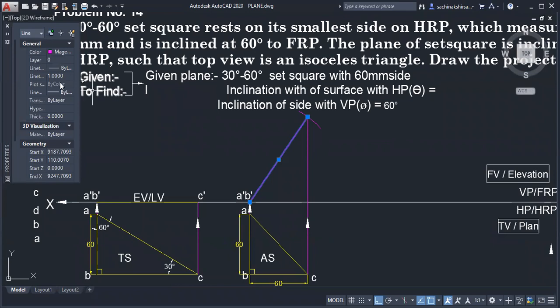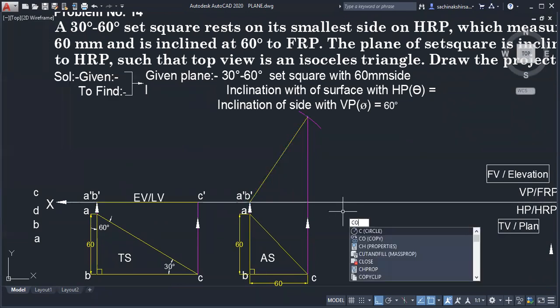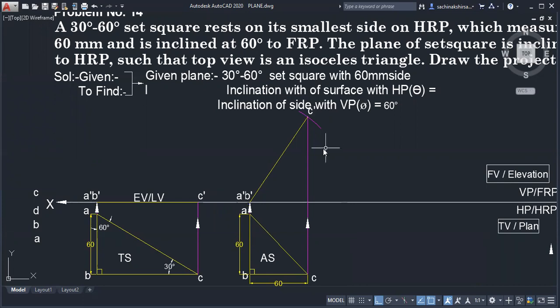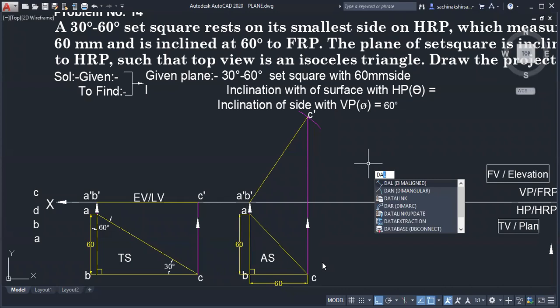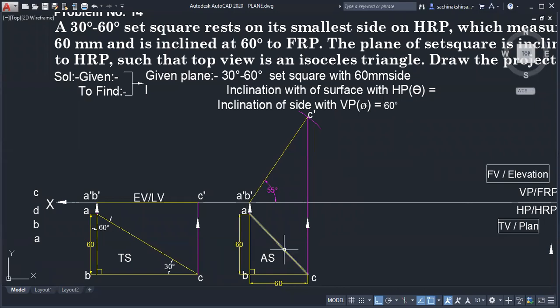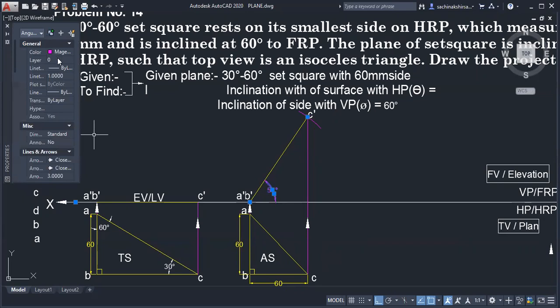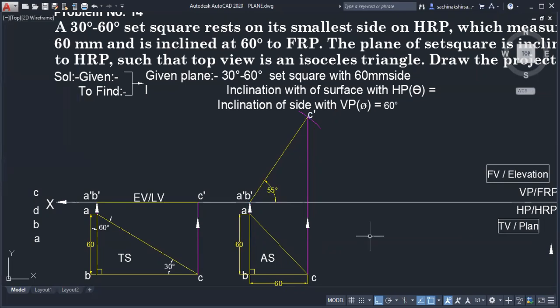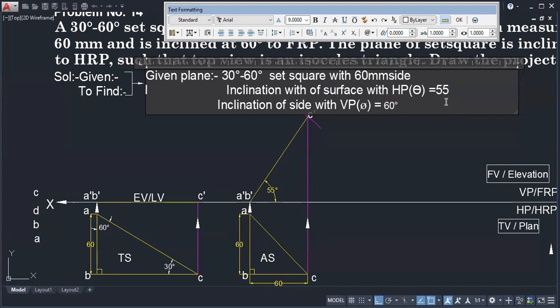This is the problem from 54. Okay, just check that. We will see how much it is. Shall I measure? Anybody want to tell or shall I measure? 54. So my answer is 55 or exact answer is 55. So one or two degree, okay, we can understand. The inclination with HP is 55. So any other 54 also we will treat as correct. Have you got? Yes, sir. 55, 54, maybe 53, 56.